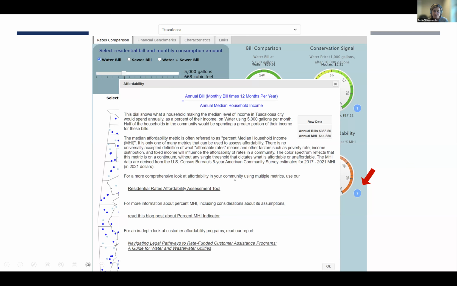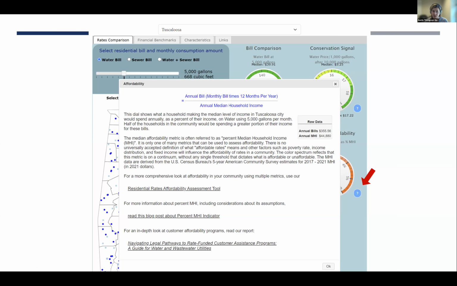Again, this is easy to show on the first page of a dashboard. It's simple. People tend to understand it. We recognize that it might not be a complete picture of the affordability of a rate in a community. And so we do have links to additional resources for folks that might be interested. So we have a residential rates affordability assessment tool that allows you to input the rate at a certain amount of consumption, 4,000, 5,000 gallons, what have you, and see actually the income breakdown in your community and then the bill burden based on those income brackets.